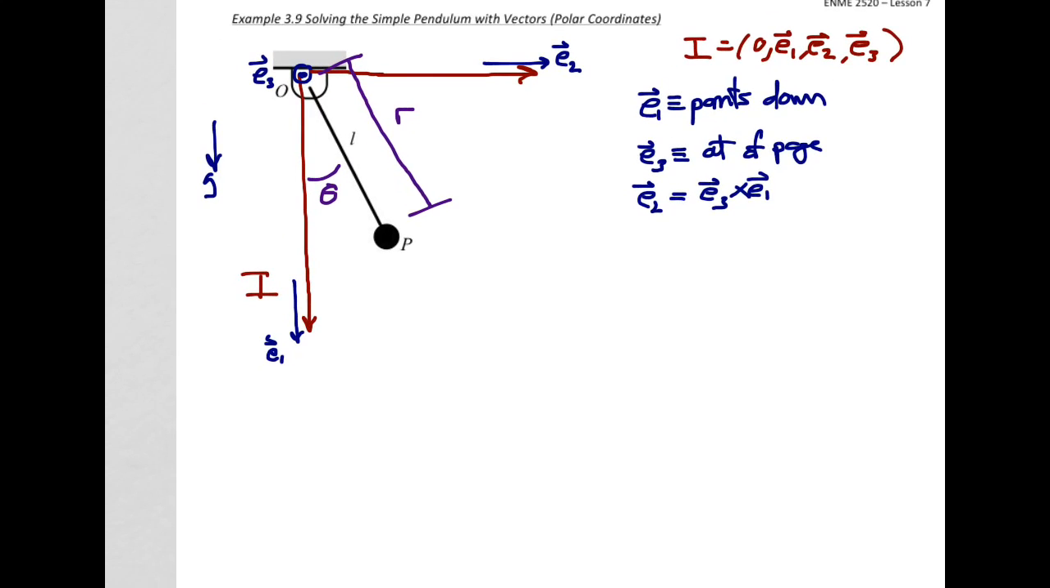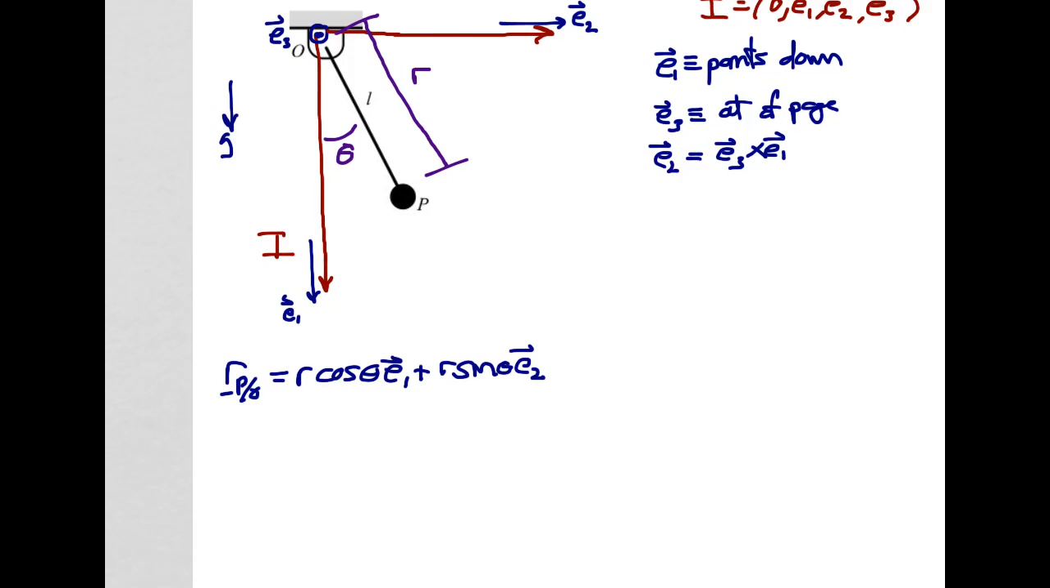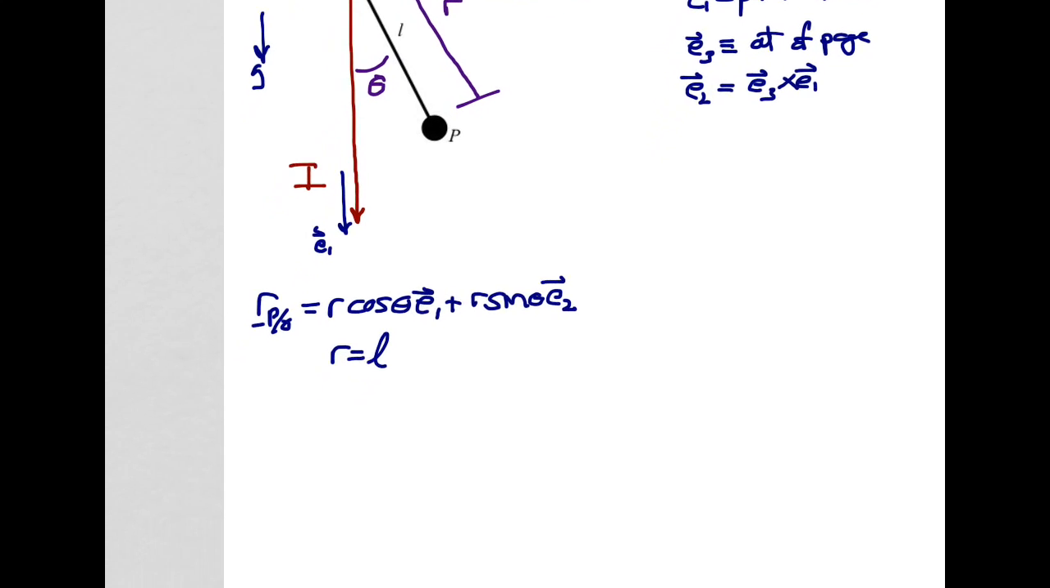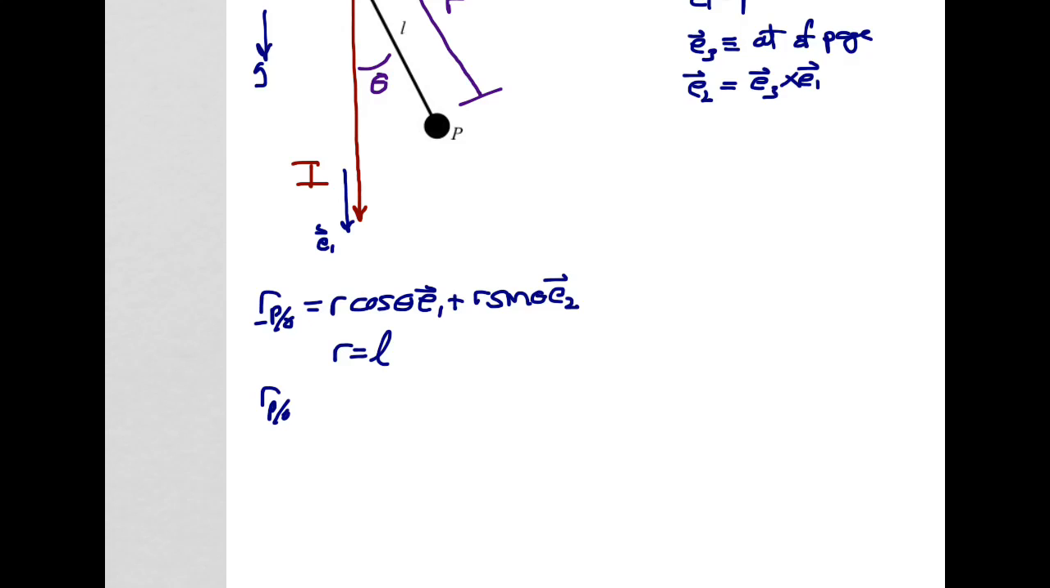For our kinematics, we need to define the position of P with respect to O, and that in polar coordinates is r cosine theta in the E1 direction plus r sine theta in the E2 direction. Now remember we have a constraint here, and it's a very convenient constraint in that our coordinate r is equal to L, which is a constant.